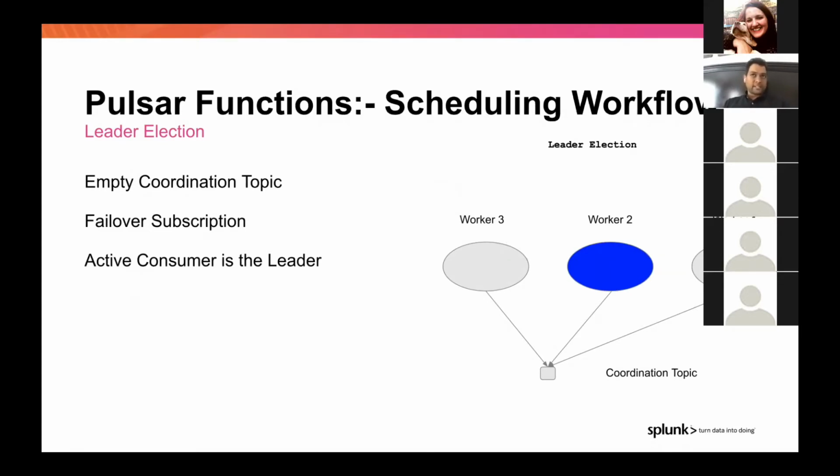Pulsar already provides this primitive called failover subscription. Using failover subscription, if you have a topic and multiple different consumers, only one of the consumers gets to be the real active consumer. All of the other consumers are on standby, so that if the main consumer fails, one of the others will take over. That is a perfect workflow for doing a leader election. So we use an already existing mechanism inside Pulsar to elect one of them as a leader. Whoever is the active consumer of this coordination topic is going to be the leader.